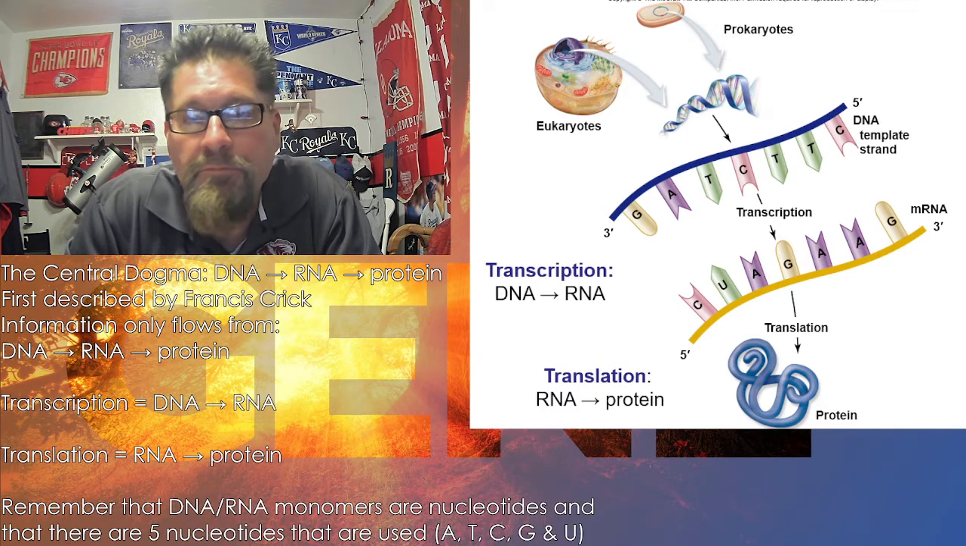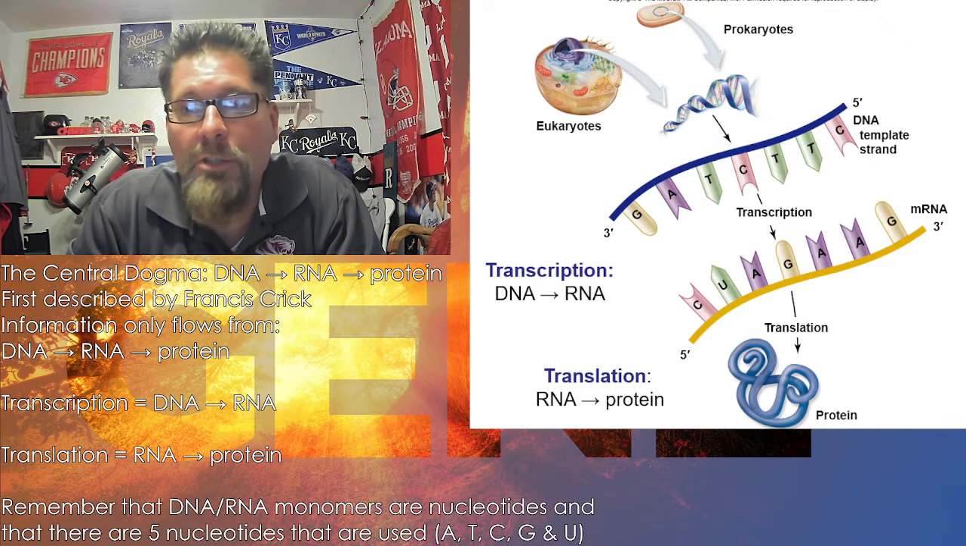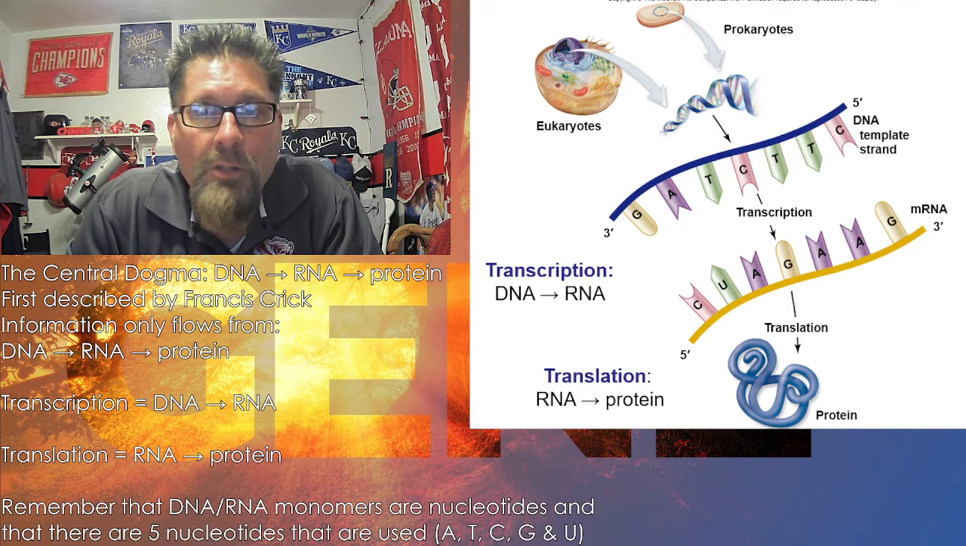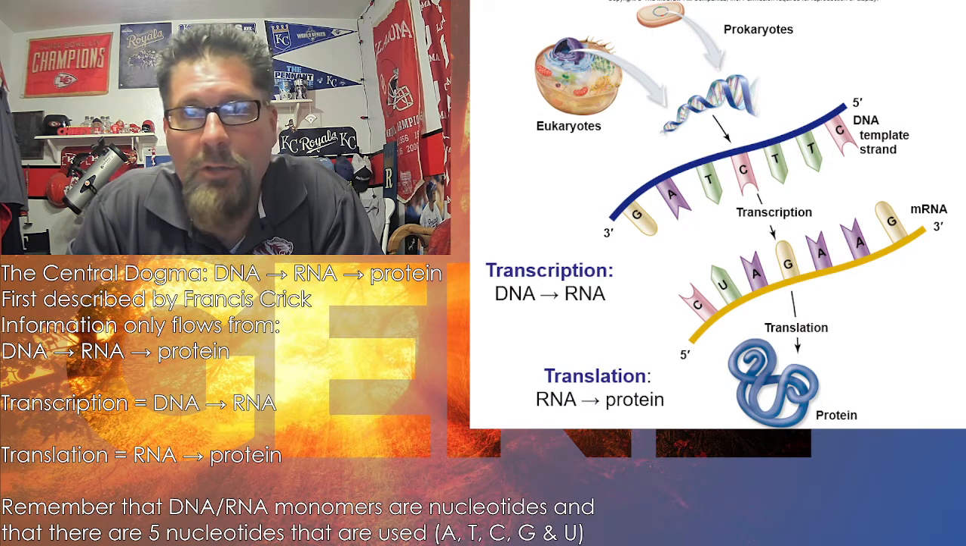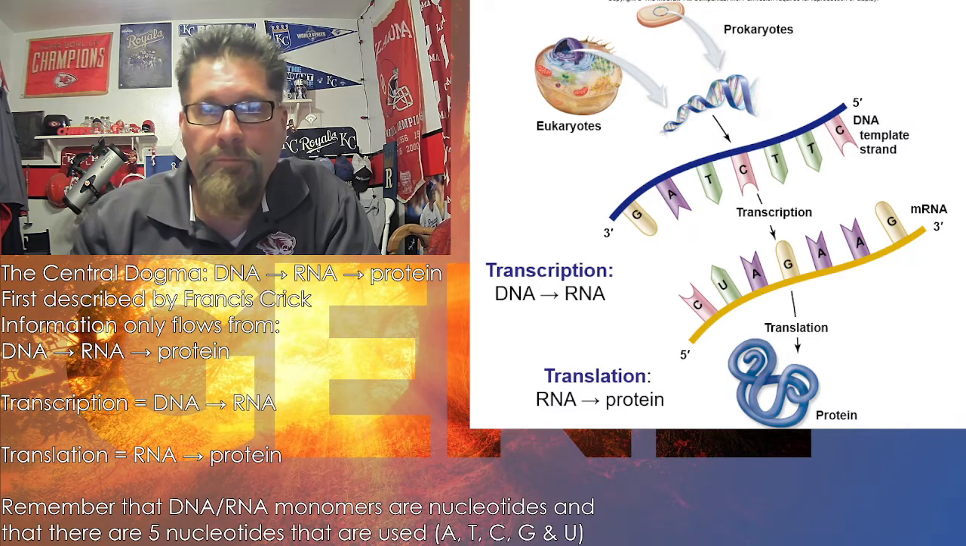Just remember that you're going to see some references to monomers of DNA and RNA in this lecture series. Just remember that's the nucleotides: A, T, C, and G for DNA, and A, U, C, and G for RNA, which means there are a total of five different nucleotides used between the two. A, T, C, and G for DNA, and A, U, C, G for RNA.